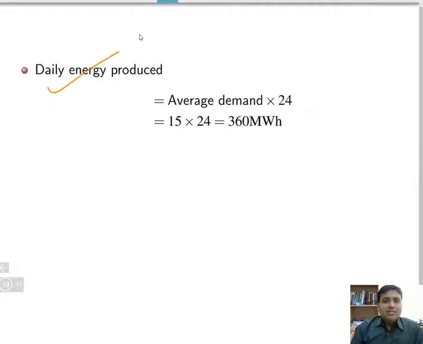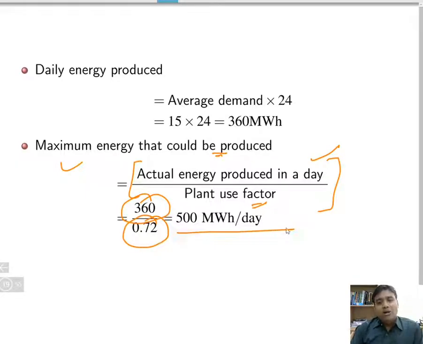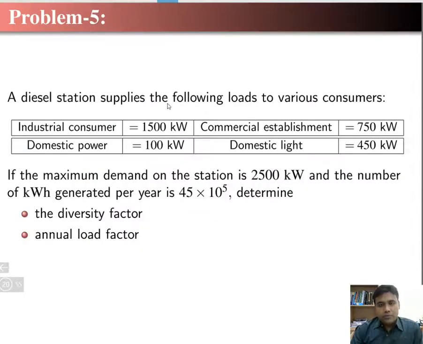The daily energy that is produced is basically the average load multiplied by 24 hours in a day. So it is 360 megawatt hour. The maximum energy that could be produced is basically the actual energy produced in a day divided by the plant use factor. So 360 divided by 0.72, you'll get 500 megawatt hour per day. That is the maximum energy that could be produced.